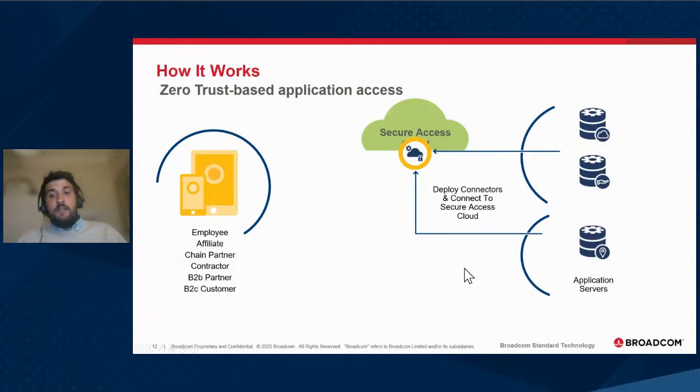So when the user needs to get access to the corporate resource, they are first authenticated and validated in Secure Access Cloud. Okay, and then that is when we create a bidirectional connection between the user and the application. This connection is created in layer 7, the application layer, not in the network.